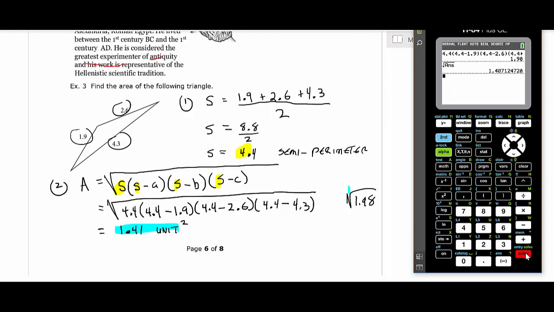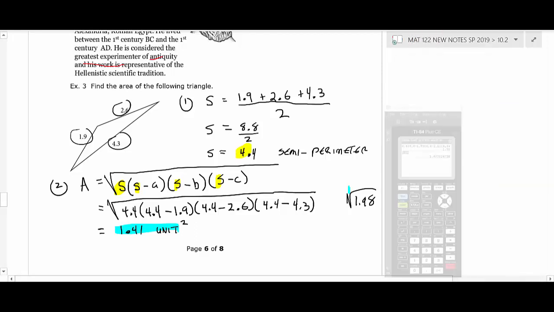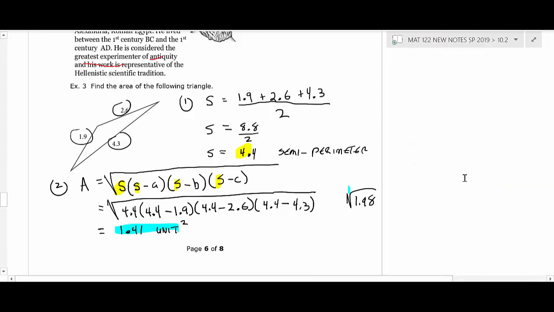So that's how you do Heron's formula to find the area. All right, if you're interested, the derivation of this is kind of interesting, so it's worth looking up and Googling and doing a little bit of research to see how this formula was derived.